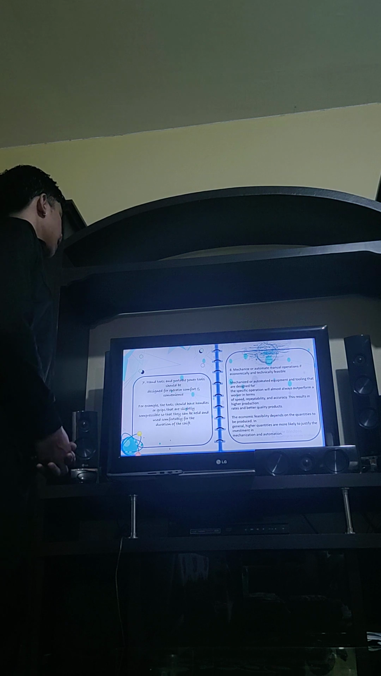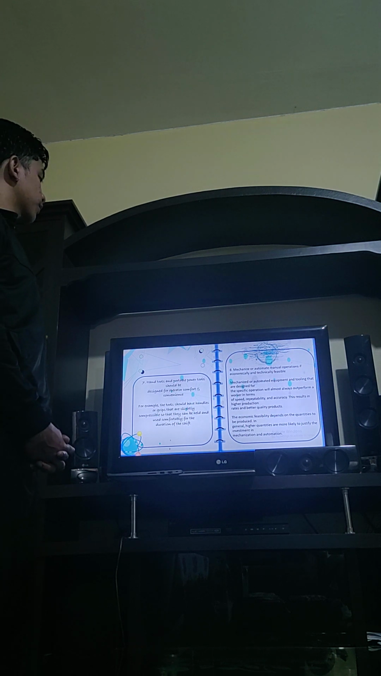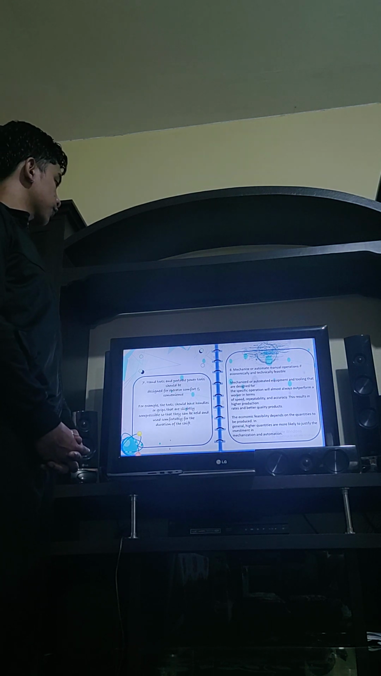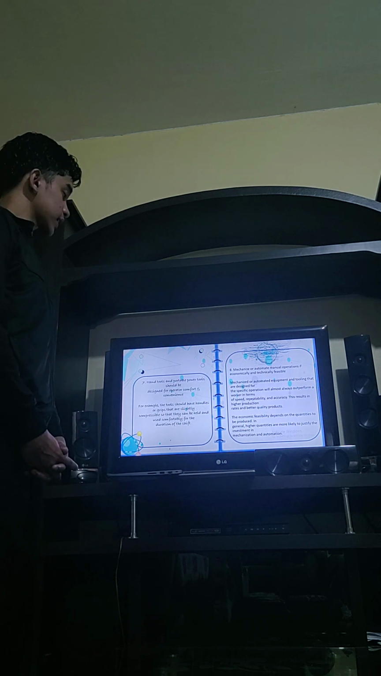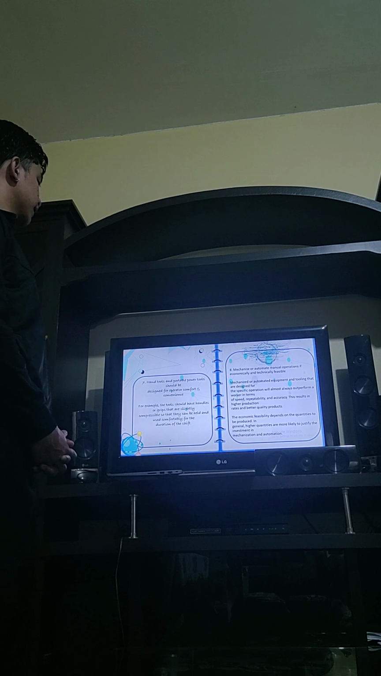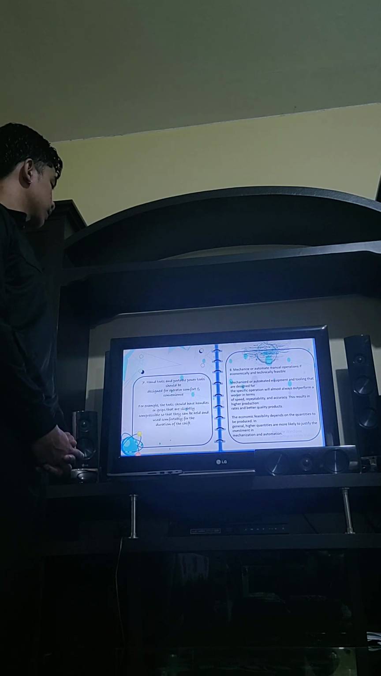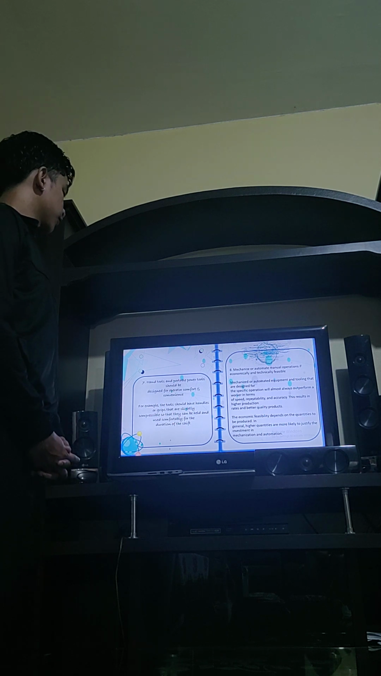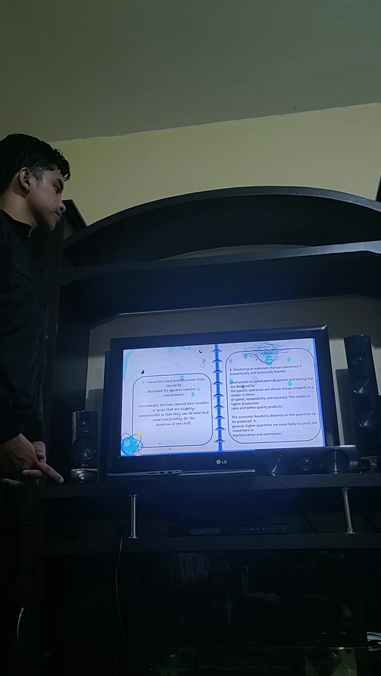For number 7, hand tools and portable power tools should be designed for operator comfort and convenience. For example, the tools should have handles or grips that are slightly compressible so that they can be held and used comfortably for the duration of the shift.